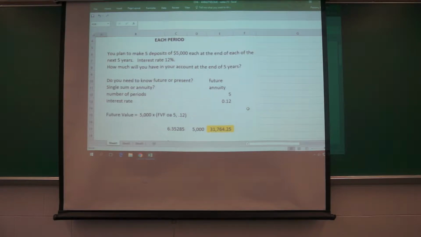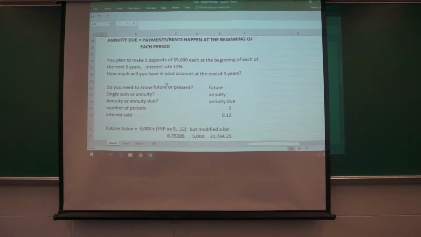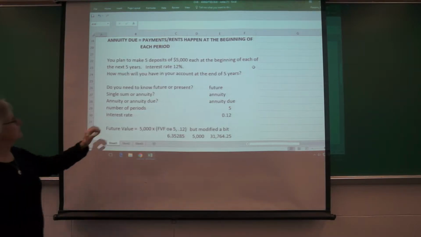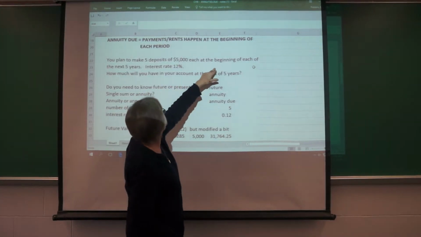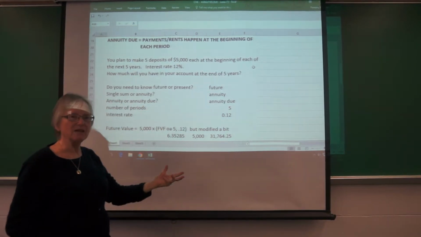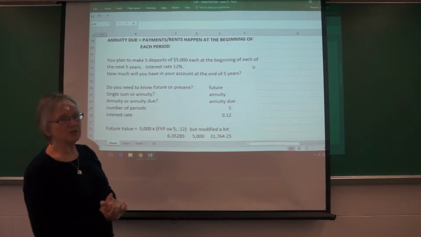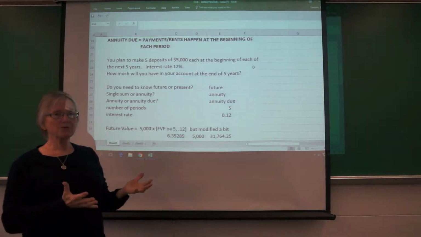Okay, so now we move to the annuity due. All the annuity due does is say we're going to make the deposit at the beginning of each of the next 5 years. So when you see we're going to deposit today at the beginning, then that's an annuity due situation. So you go through the same questions.